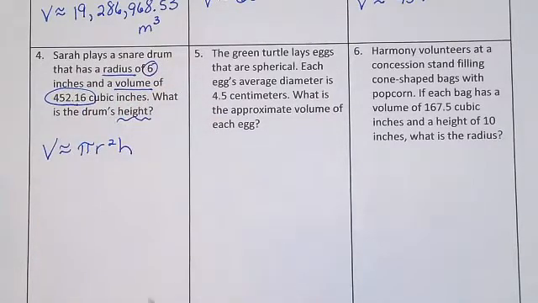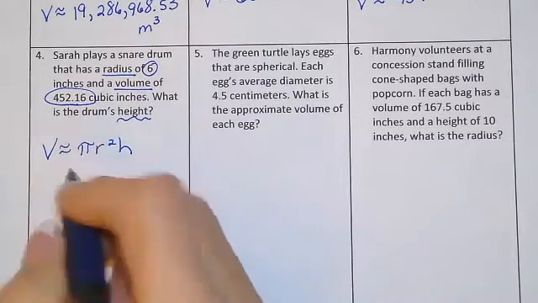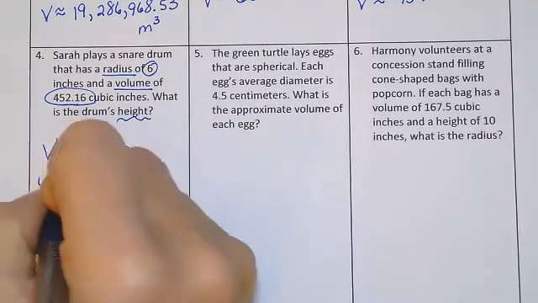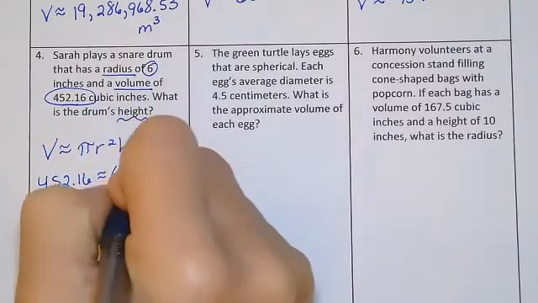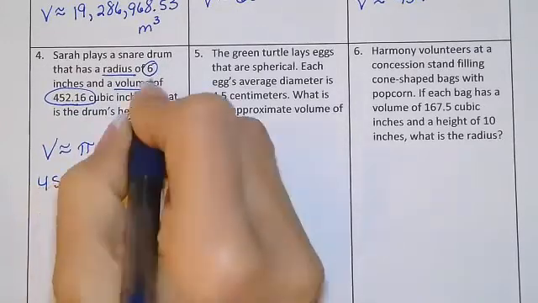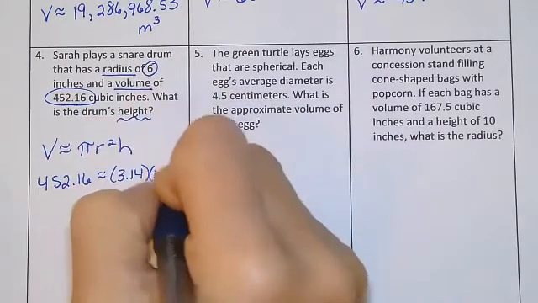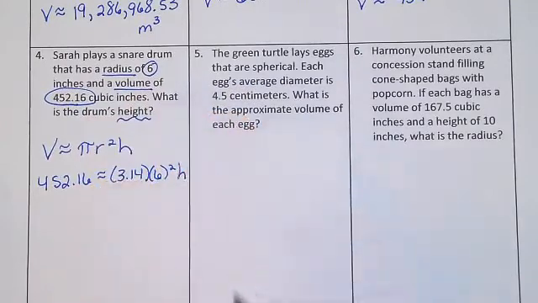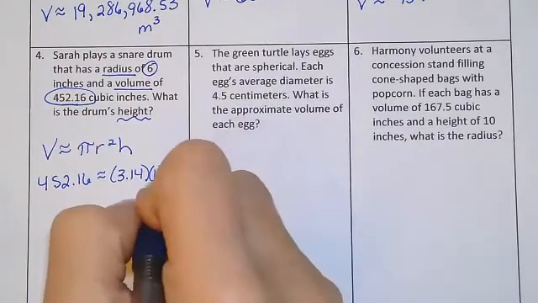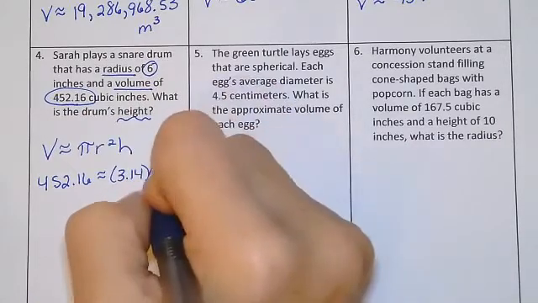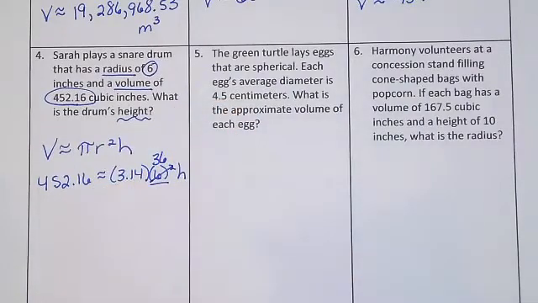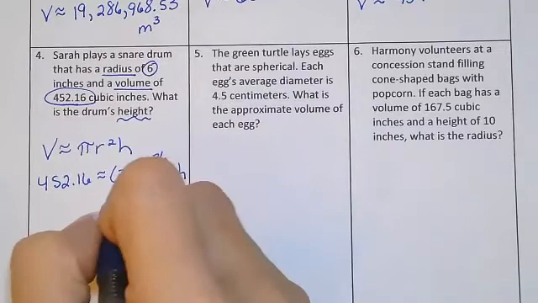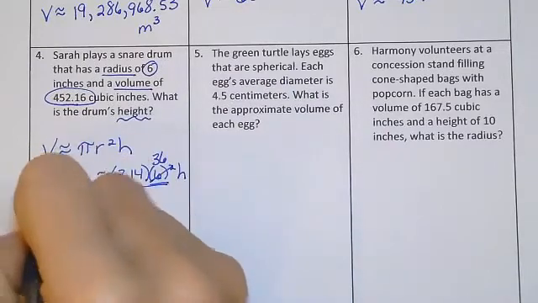Substitute the given values. So we were given volume. Radius is 6. And height is what we're trying to find. Okay, let's take care of 6 squared. So 6 times 6 is 36. Okay, now let's multiply these together.